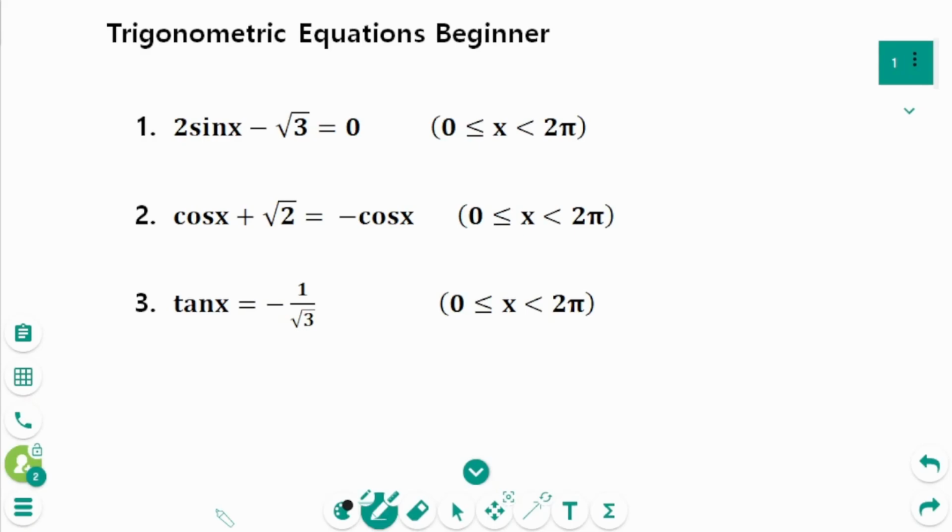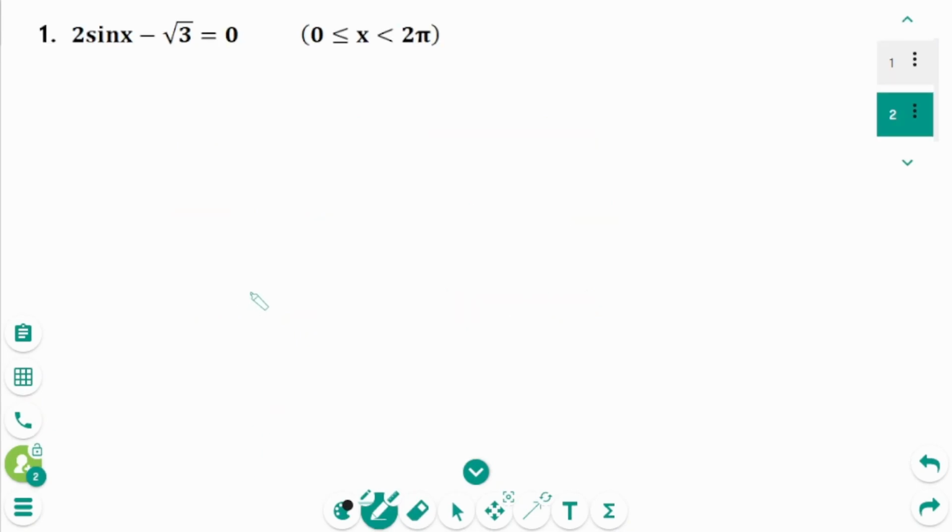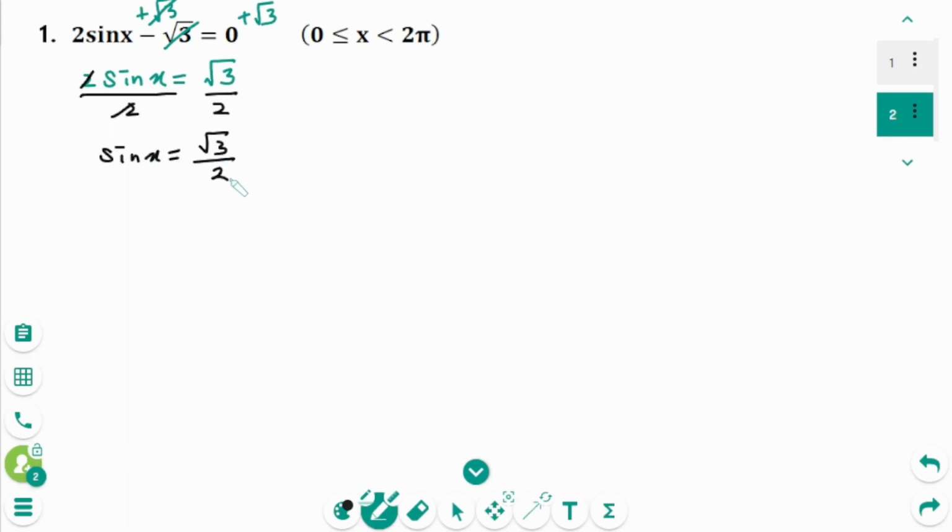This video will cover beginner questions relating to the topic of trigonometry equations. Question 1. Add the square root of 3 on each side, then cancel. 2 sine x equals the square root of 3. Then divide by 2 on each side. Cancel. Sine x equals the square root of 3 over 2.